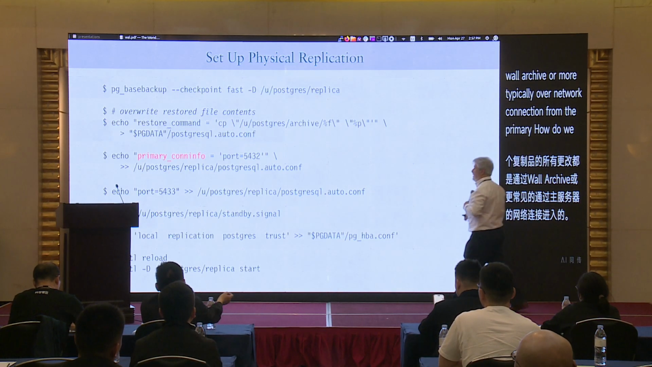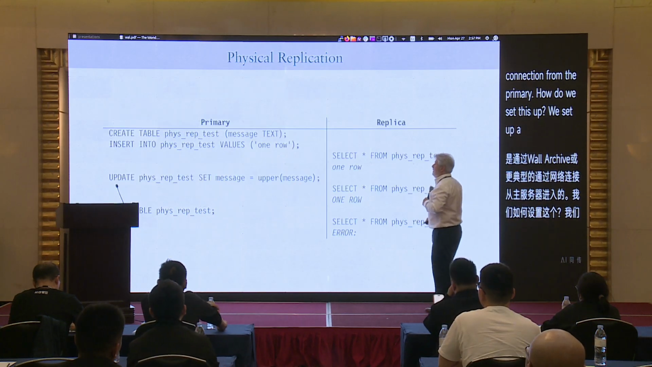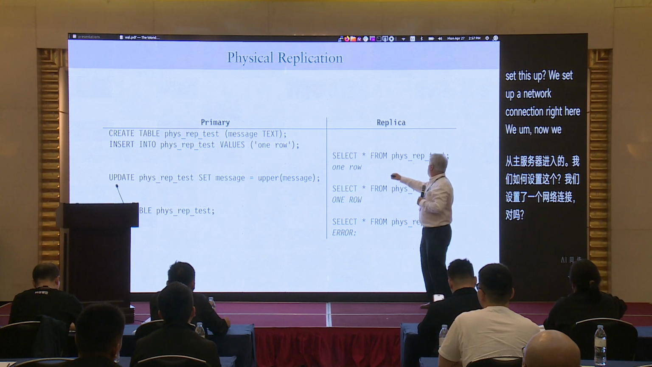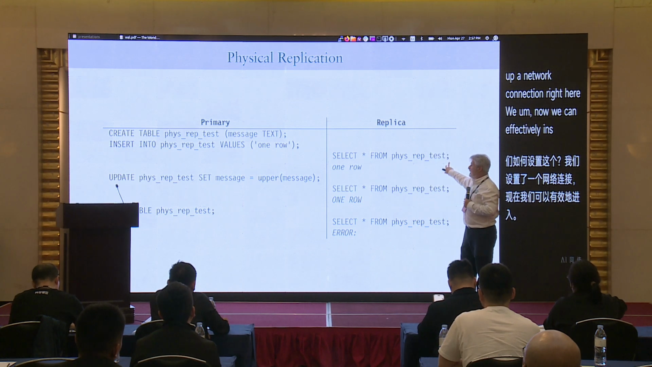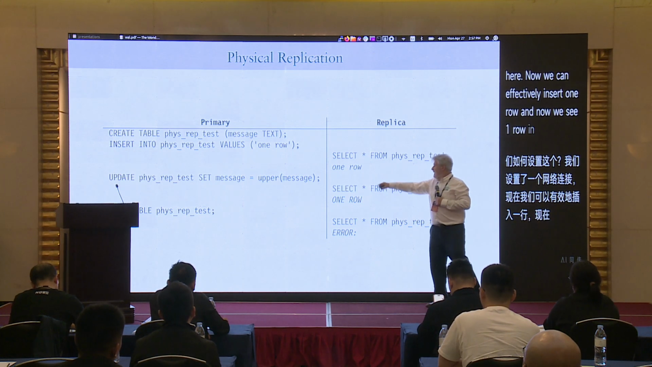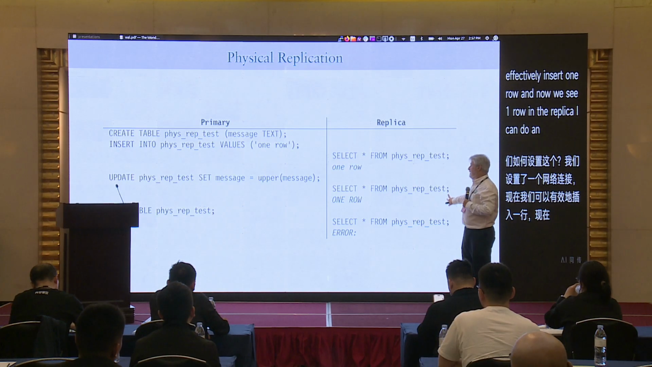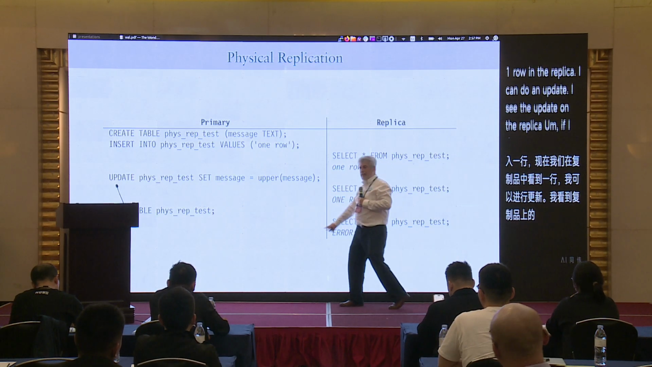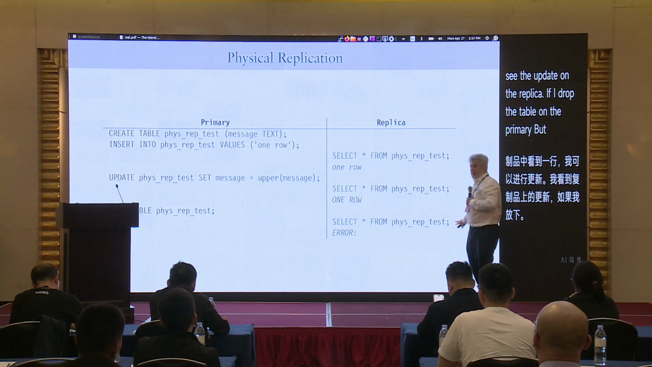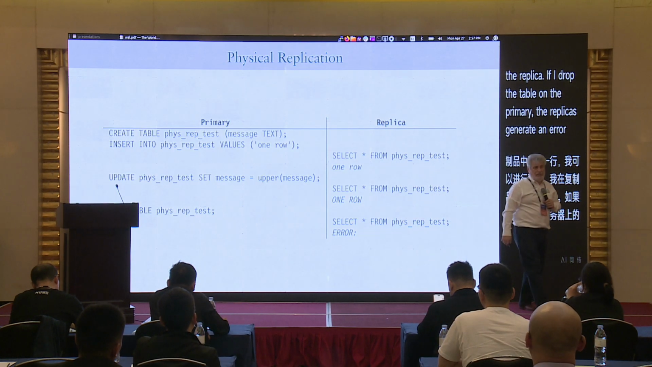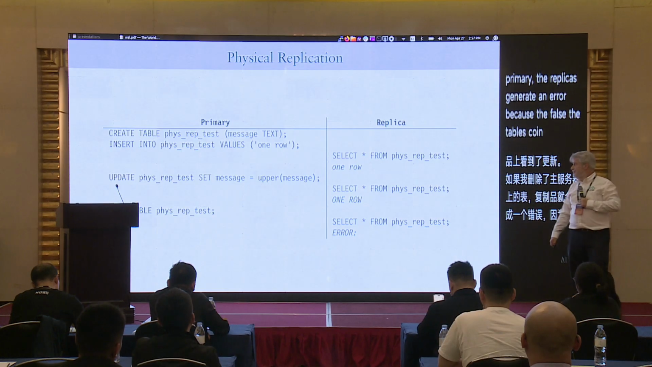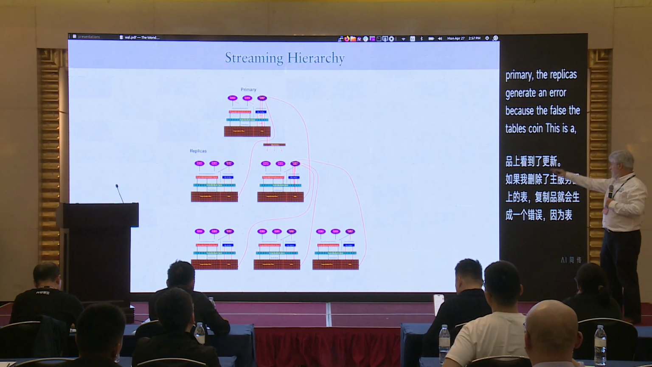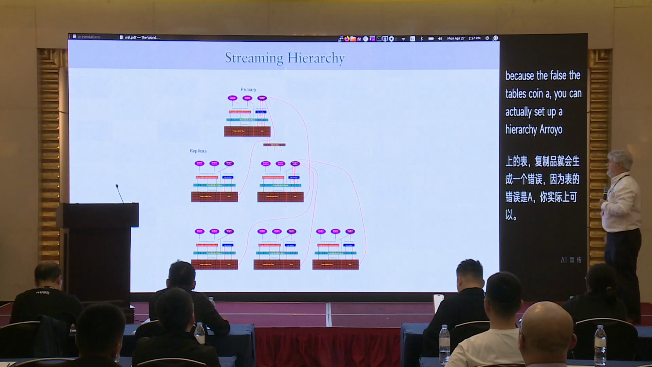We set up a network connection right here. Now we can insert one row, and we see one row in the replica. I can do an update, and I see the update on the replica. If I drop the table on the primary, the replica generates an error because the table's gone. You can actually set up a hierarchy of replicas here, which is kind of nice.